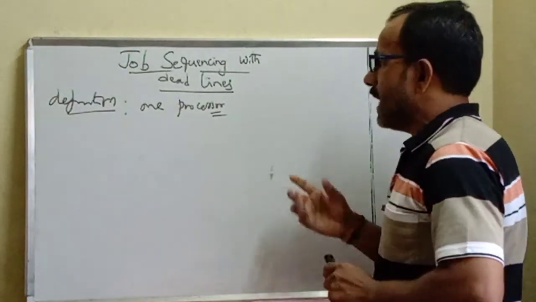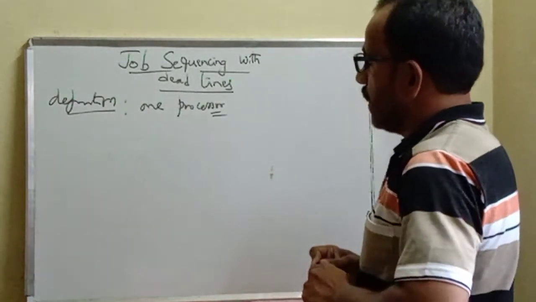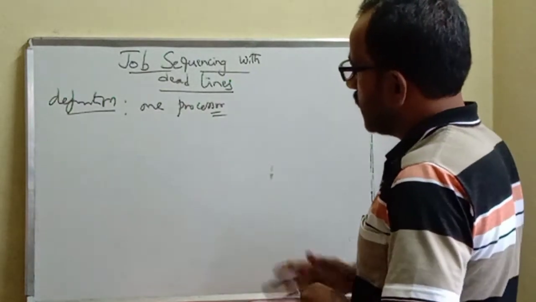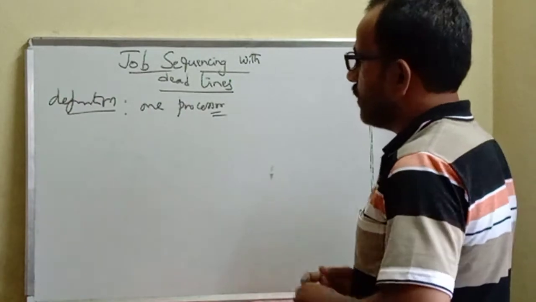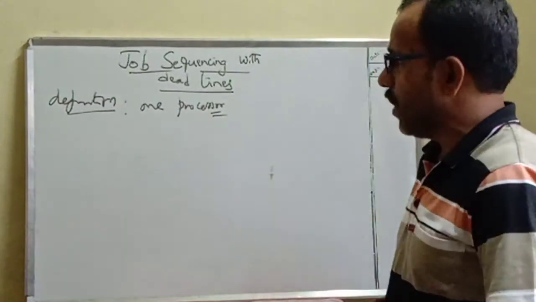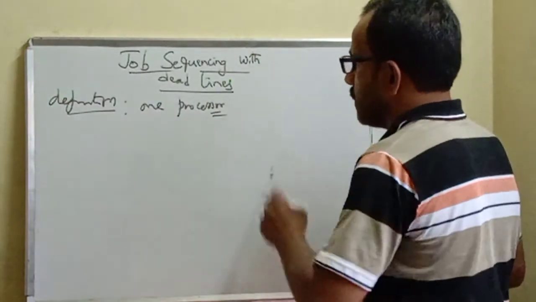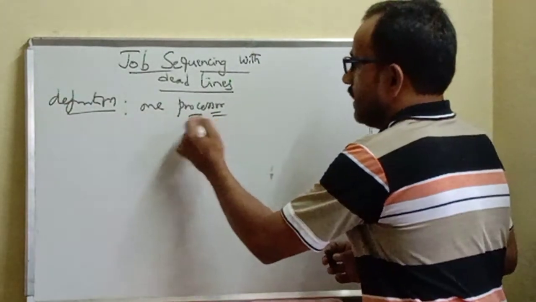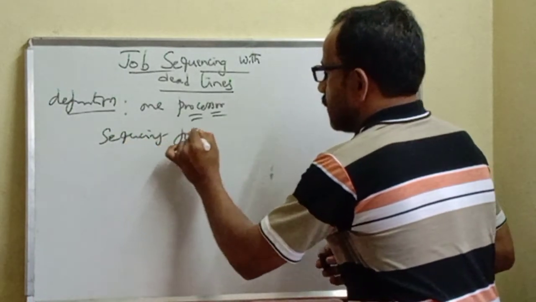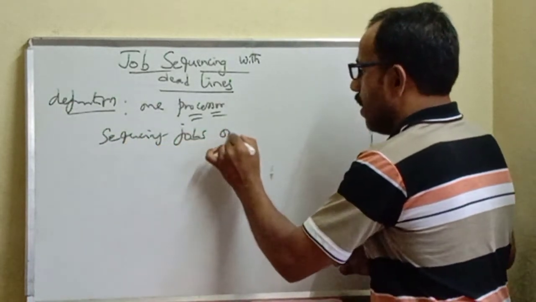But the aim of job sequencing with deadlines is that we need to arrange all the jobs in such a way that if you give those jobs in that sequence to the processor, after execution of all the jobs, we get the maximum profit. So the ultimate target here is profit. I can give the definition based on this. One processor is there, so we need to sequence all the jobs: sequencing jobs on one processor.